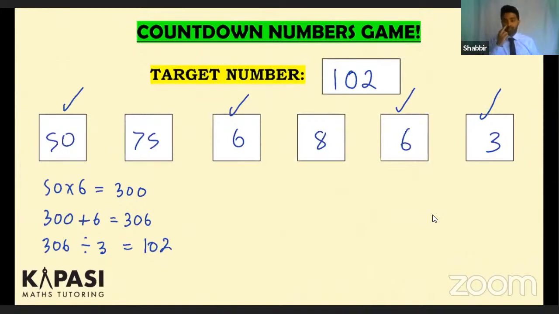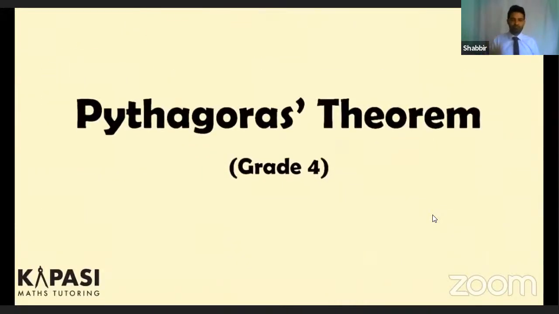So what are we going to be learning about today? Today, we're going to be looking at the famous Pythagoras' theorem. This is grade 4, as you can see on the screen. Now, that is in old money. This is a grade C.